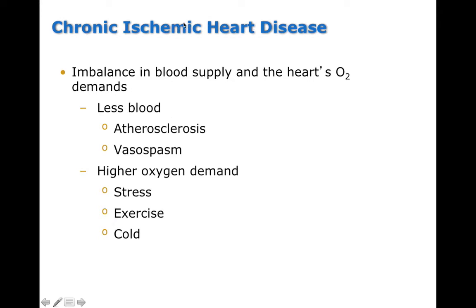So one of the forms of chronic ischemic heart disease could come from the fact that atherosclerosis can limit blood flow to an area of heart muscle, or vasospasms of the coronary vessels can also limit blood flow to an area of heart muscle. It may also come from the fact that your heart muscle has higher oxygen demands due to increased activity, and that could be induced by things like stress, exercise, or even cold, and that in itself chronically could actually start to damage the heart muscle tissue.